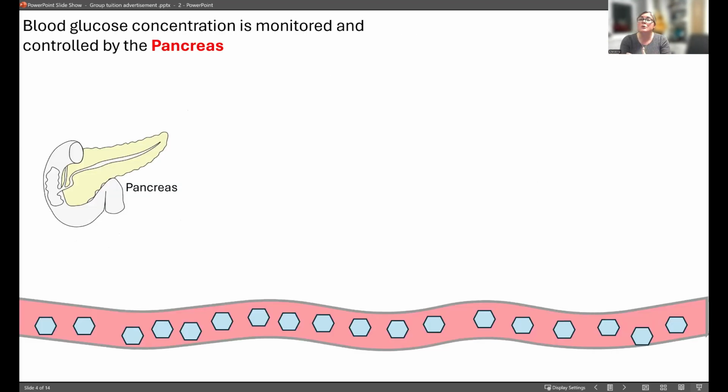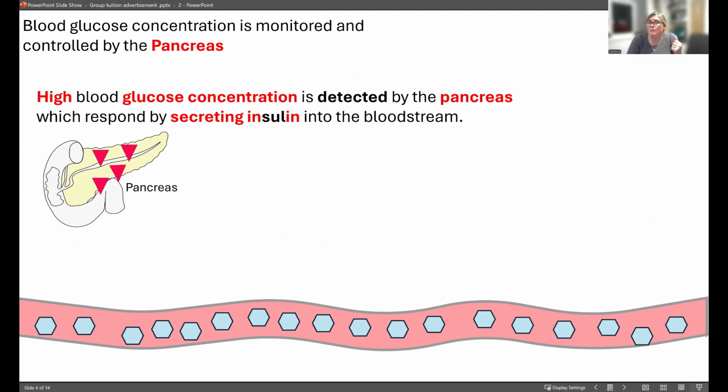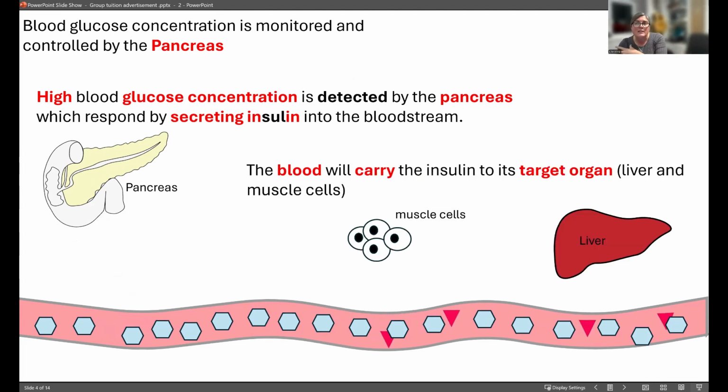And I'll do that through using animations, through getting you to answer questions, and I will then check your answers and give feedback and find any misconceptions. So, for example, when you've got a high blood glucose concentration and that's detected by the pancreas, that is then going to respond by secreting the insulin. That will then be transported in your bloodstream and that will go to the target organ. So what I'm doing is I'm giving you those keywords to help you to know which of those answers are expected.